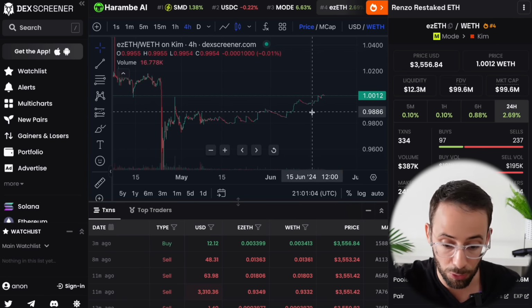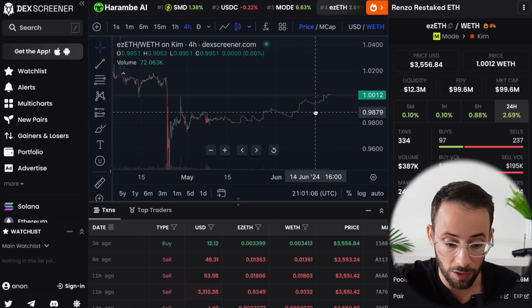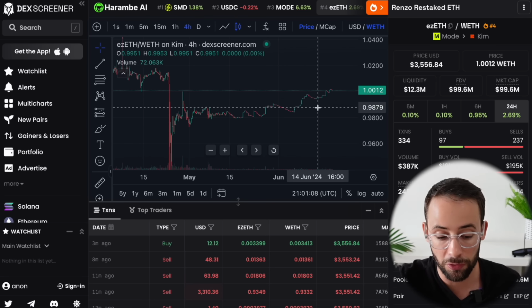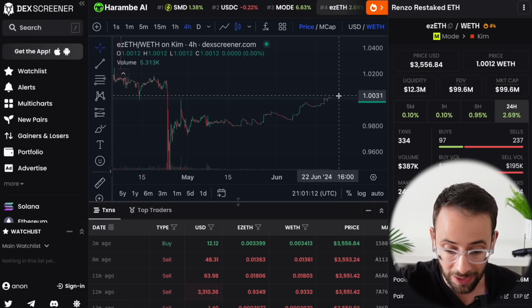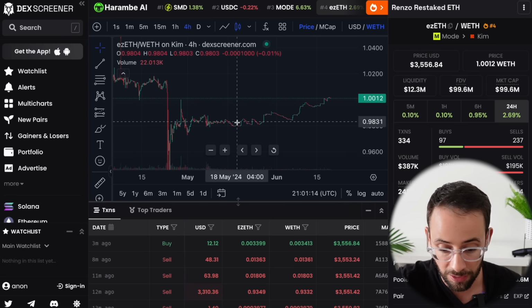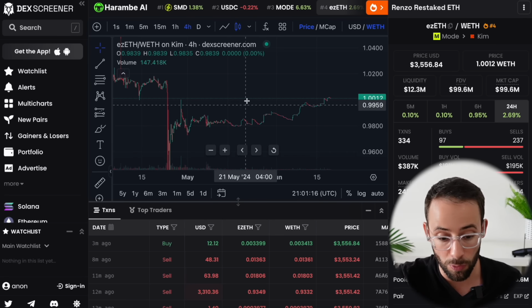So that is definitely bullish for people that are still holding on to ezETH, which I partially am because I was using it to farm airdrops anyways. And also I didn't want to take a massive haircut by selling it at like a 4% discount.